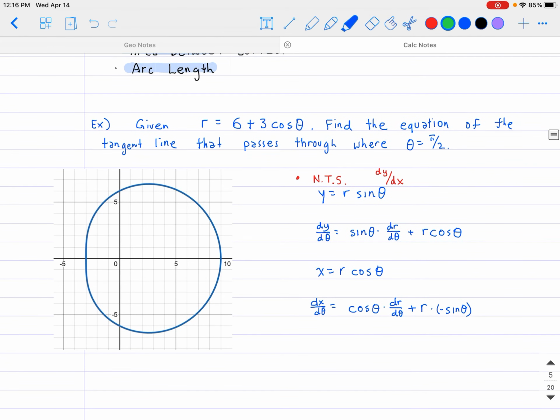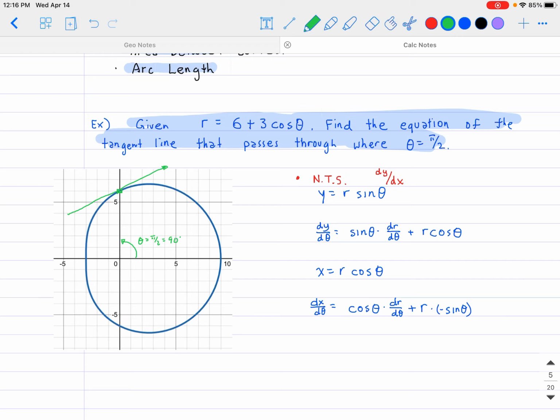So in the first example over here, we're given the polar equation r is equal to 6 plus 3 cosine of theta. And what I want to do is find the equation of the tangent line that passes through where theta is equal to pi over 2. Geometrically, that means at pi over 2, we're going to make a rotation over here. That is theta equal to pi over 2, which is equivalent to 90 degrees. At that position, there is a point where it goes through the curve. And I want to find the equation of that tangent line that is located right there. So, pretty typical Calc 1 question for the most part.